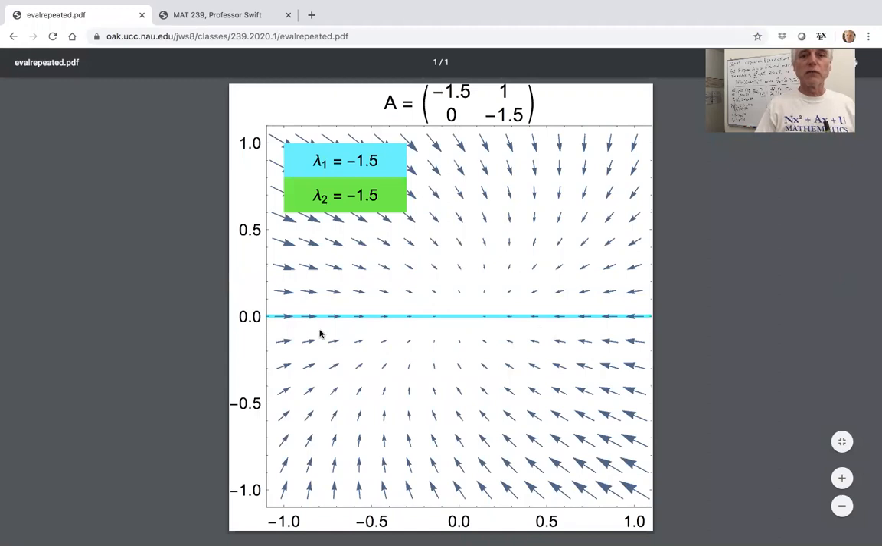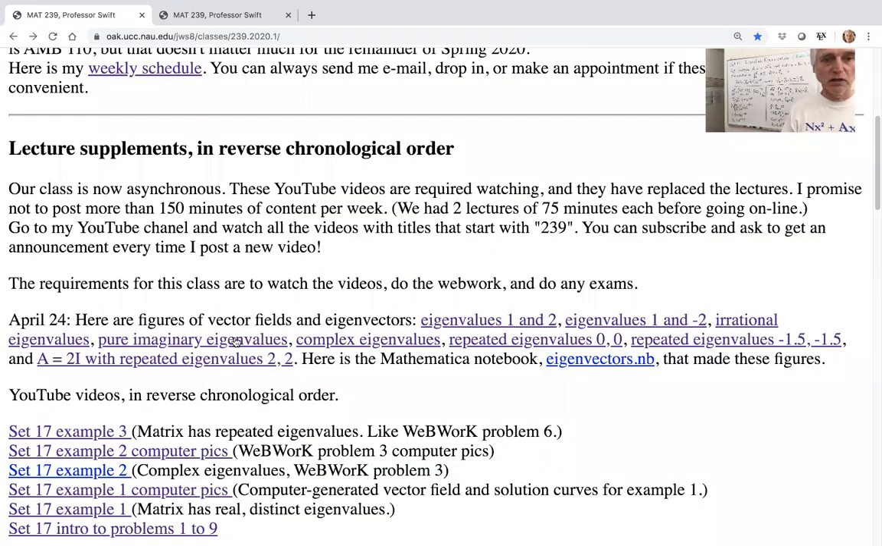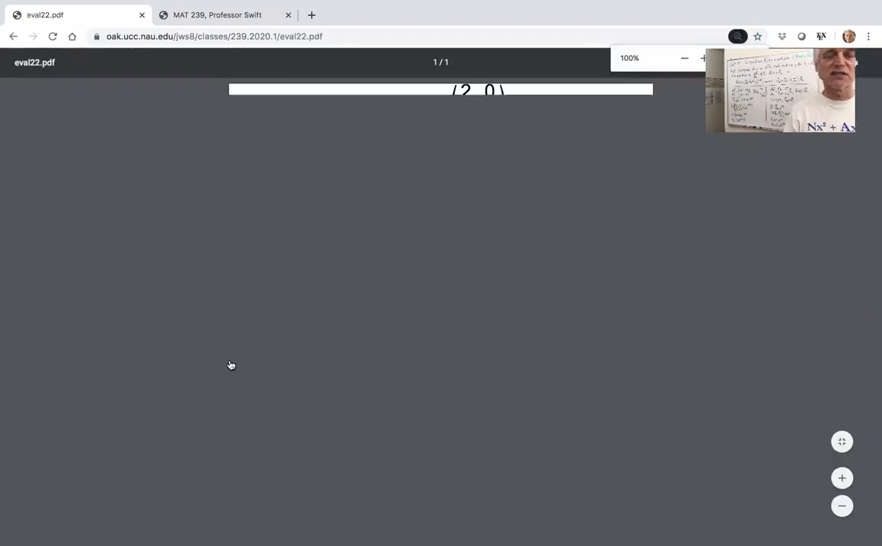There's only one linearly independent eigenvector. 1, 0 is an eigenvector, and only multiples of 1, 0 are eigenvectors. The vectors everywhere else on the plane do not point towards the origin. And then when I look at the solution, well, let's look at the other vector field first. That's compared to the vector field in this case.